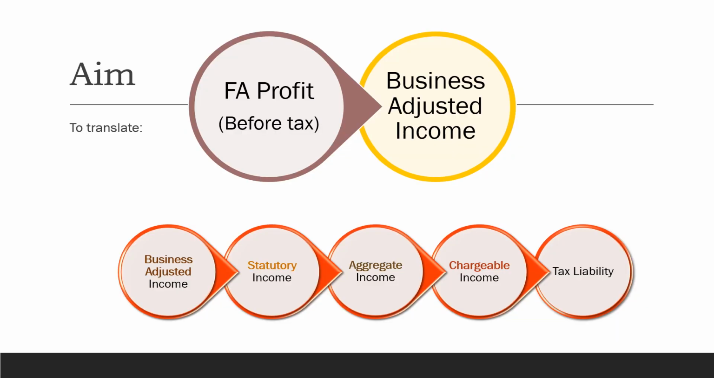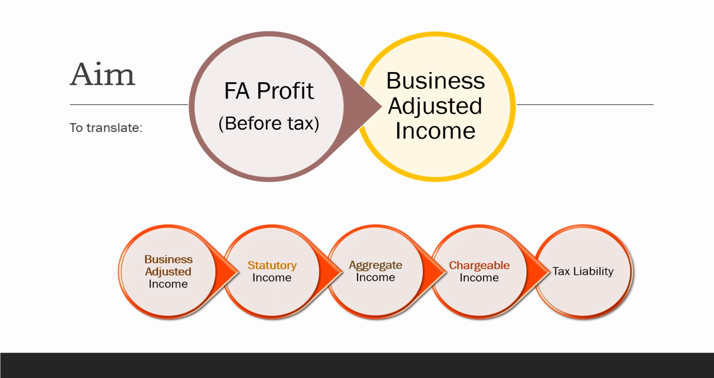Okay, our aim in this chapter is for you all to translate from financial profit, which is before tax, to the business adjusted income, which will be used to calculate the tax liability. So this is one method, where we take the profit before tax and translate it into business adjusted income in taxation. Please remember, the first step is to calculate the business adjusted income under Section 4(a).